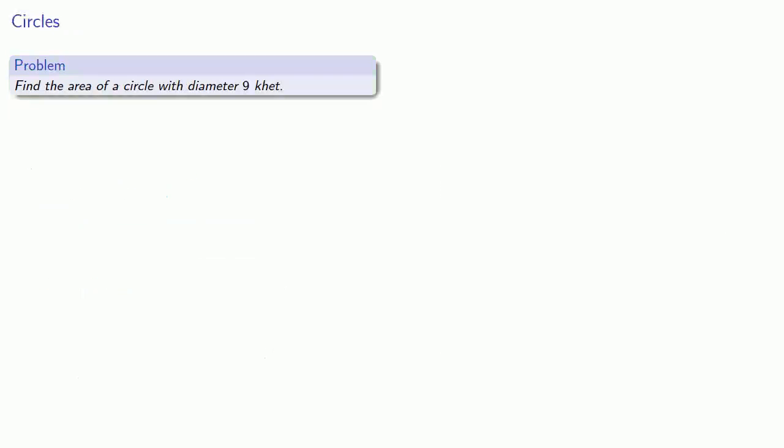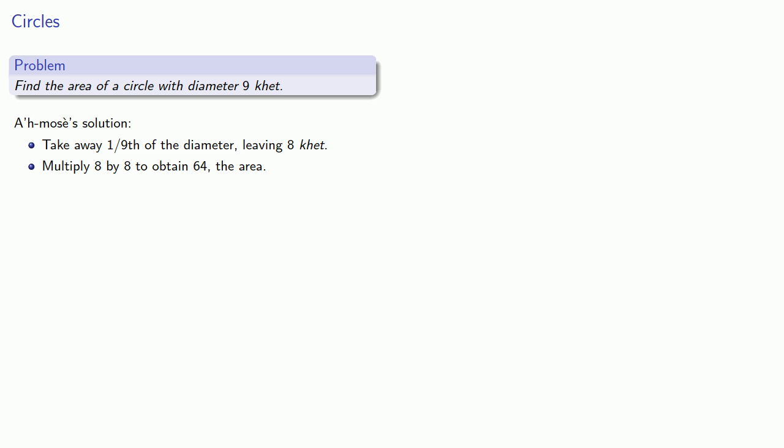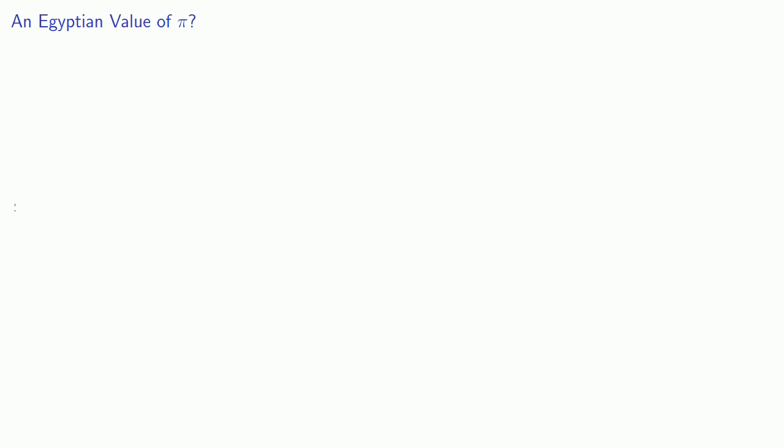How about circles? Oddly enough, Ahmose computes the volume of a cylinder before finding the area of a circle. And Ahmose does the following computation to find the area of a circle with a diameter of 9 ket. And so Ahmose takes away 1/9 of the diameter, leaving 8 ket, then multiplies 8 by itself to obtain 64, the area. Now there's a lot of speculation over how the Egyptians derived this result, all of which is, well, speculation. More importantly, this leads to a rather contentious question, which is, who discovered pi?